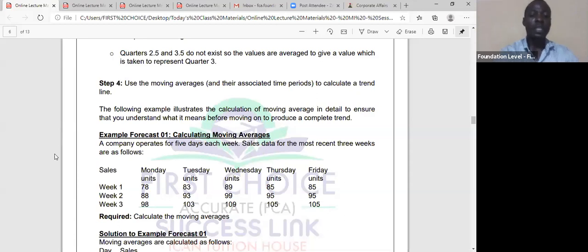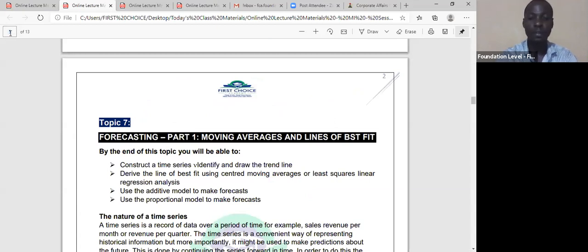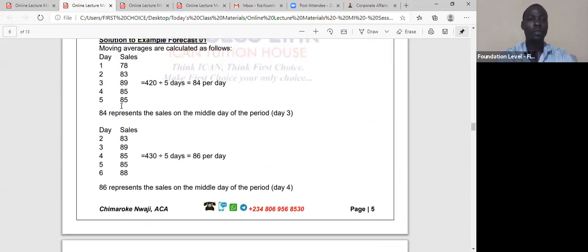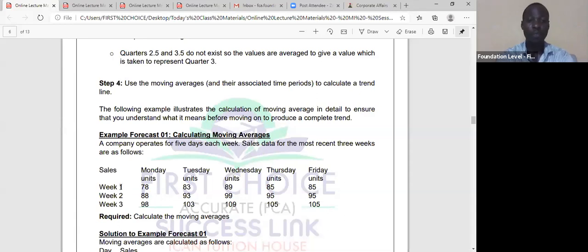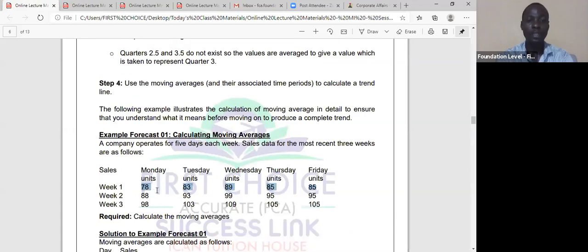Fine. They say calculate the moving averages. So how do we calculate the moving averages? Let's get the solution down here. Now look at the solution. Moving averages can be calculated as follows. Look at this day 1, week 1. You now present it as time series data in such a way that it is understandable. So instead of Monday, Tuesday, you are calling them day 1, day 2, day 3, day 4, day 5.